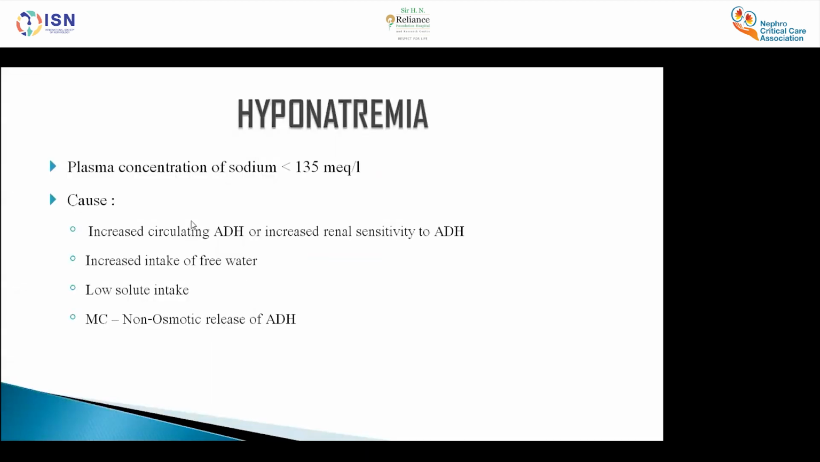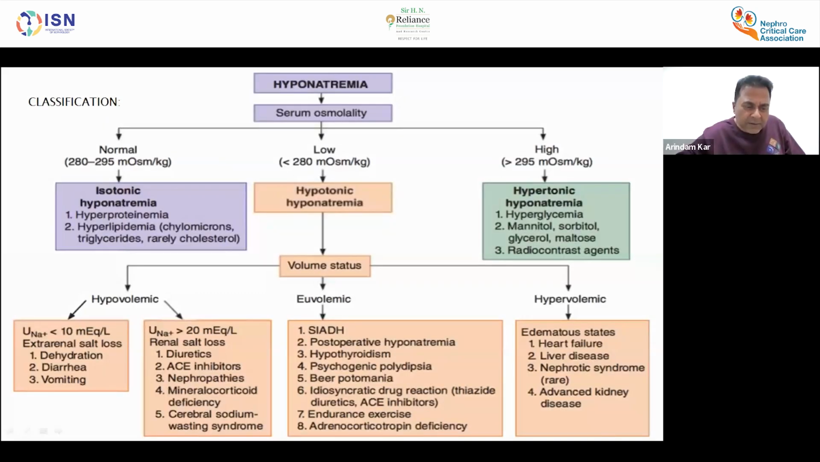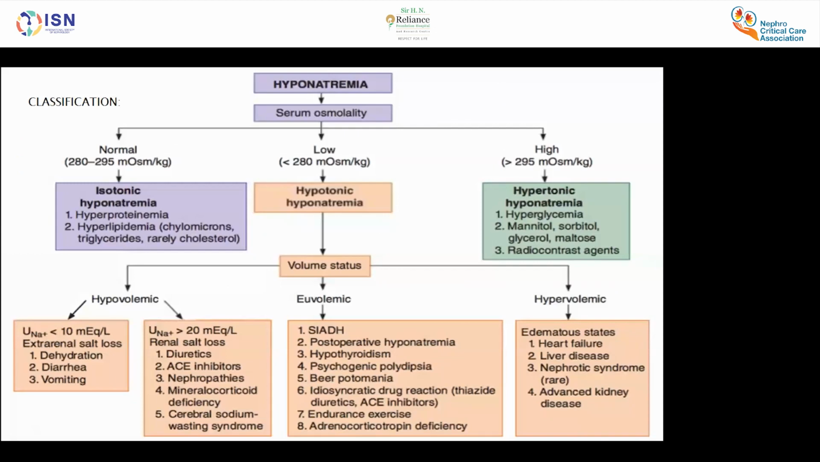So now coming back to hyponatremia, it is defined as plasma concentration of sodium less than 135. The causes could be increased circulating ADH leading to increased water absorption and causing relative hyponatremia, increased intake of free water, low solute intake, and the most common cause is non-osmotic release of antidiuretic hormone. Hyponatremia can be classified into three depending on the serum osmolality: isotonic hyponatremia, hypotonic hyponatremia, and hypertonic hyponatremia. Hypotonic hyponatremia is the true hyponatremia, which we are more concerned about, and it can be divided into hypovolemic, euvolemic, and hypervolemic depending on the volume status of the patient, which we will deal with in coming slides.